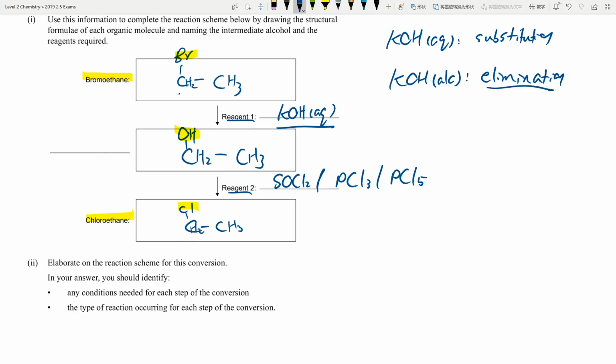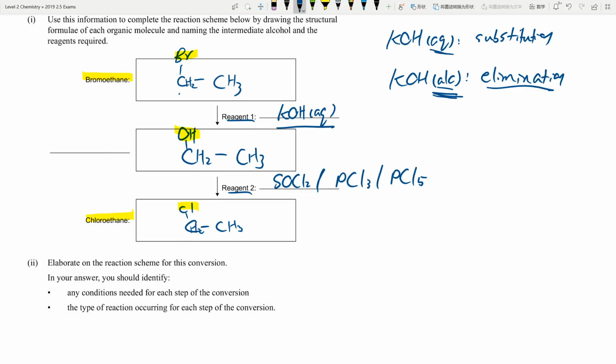And how do you remember them? Just remember, if you look at the 2 different things, one is dissolved in aqueous solution, one is dissolved in alcohol. If you get dissolved in alcohol, then you tend to be drunk. If you're drunk, you lose stuff. If you lose stuff, you eliminate things. That's how I tell my guys to remember anyway.